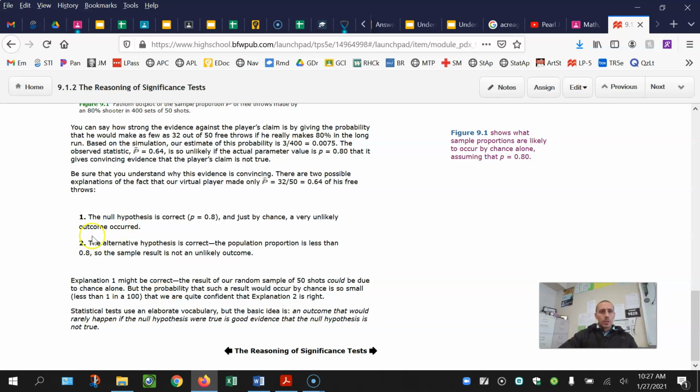Okay. So there are two possible explanations why they only made 64%. They just had a really bad day, and they actually do make 80%. It just happened by chance that they made 64% that day. Or the alternative hypothesis is true, that the real proportion is actually less than 80%.